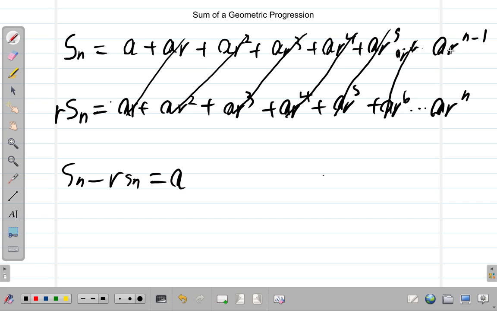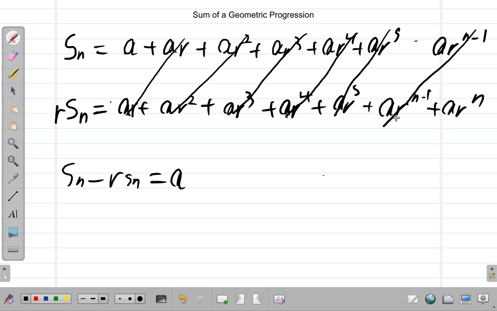What would happen here? This stops at ar to the n minus 1. This stops at ar to the n. But before you reach ar to the n, you would have had an ar to the n minus 1. So let us see how that part goes. This now would have an ar to the n minus 1, then plus an ar to the n. So this ar to the n minus 1 would subtract this ar to the n minus 1, and all of this will minus ar to the n. So you minus ar to the n here.